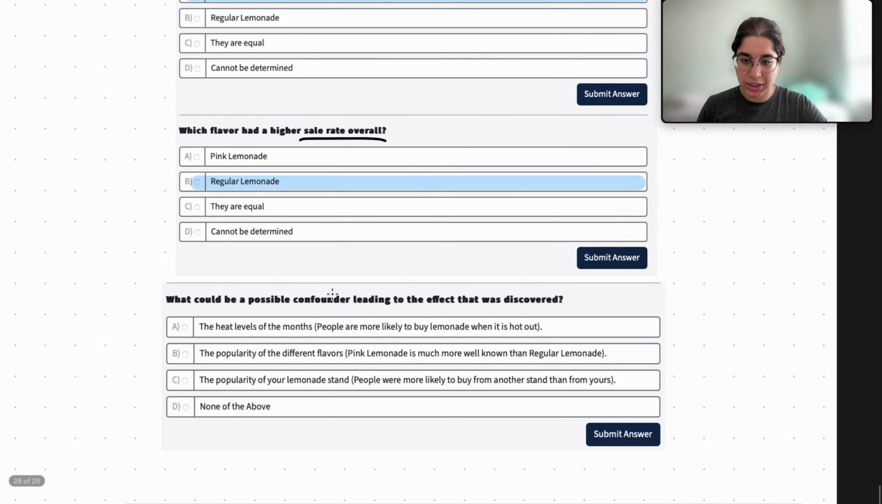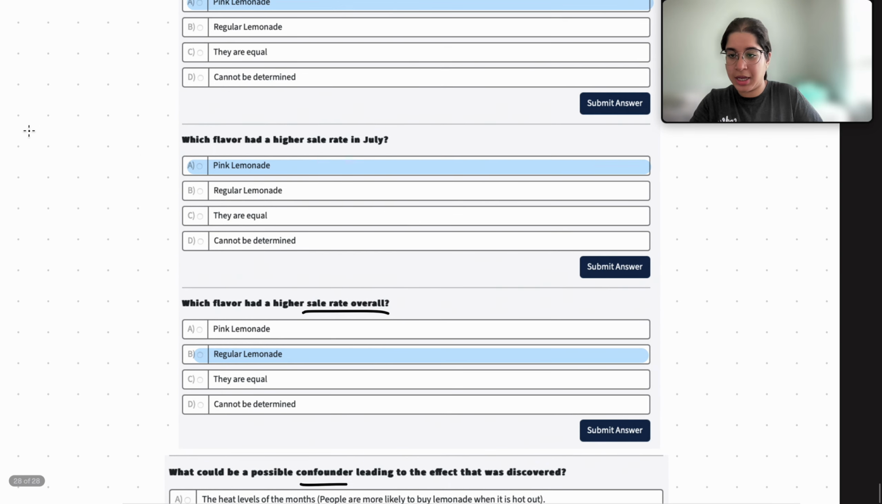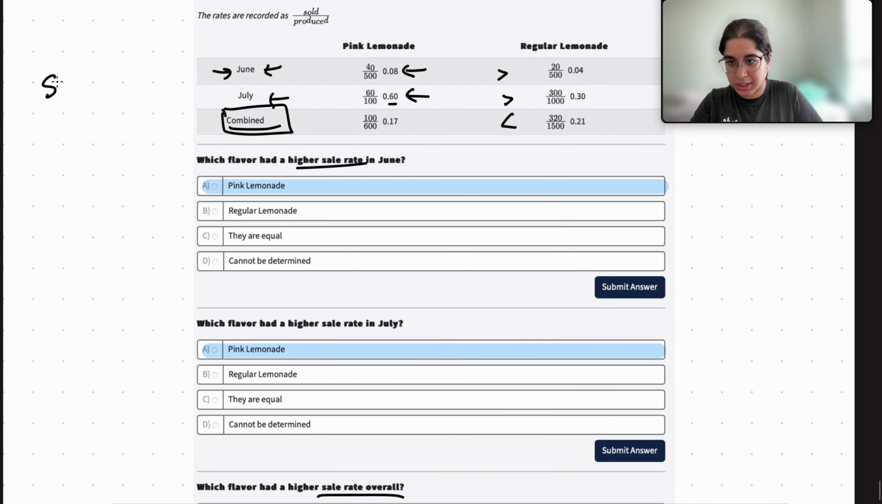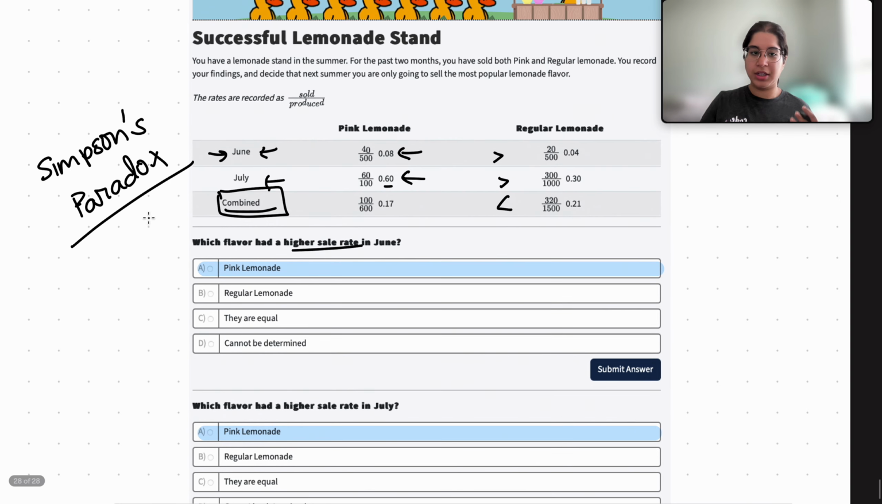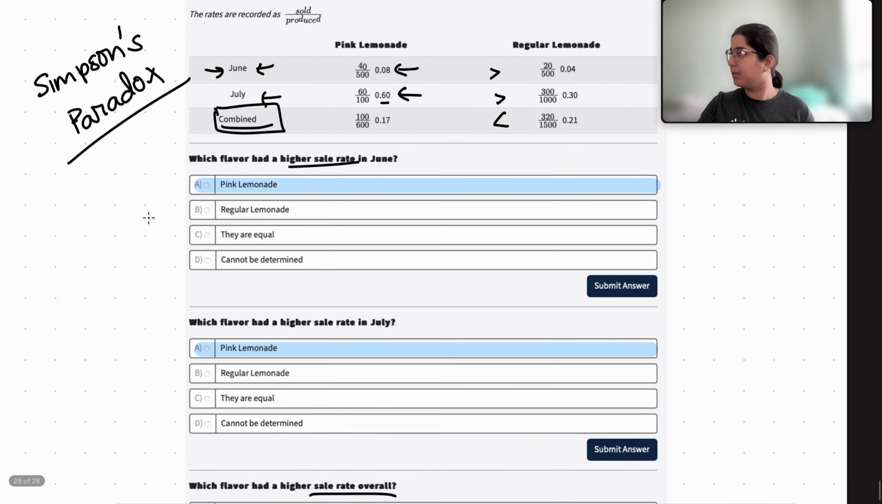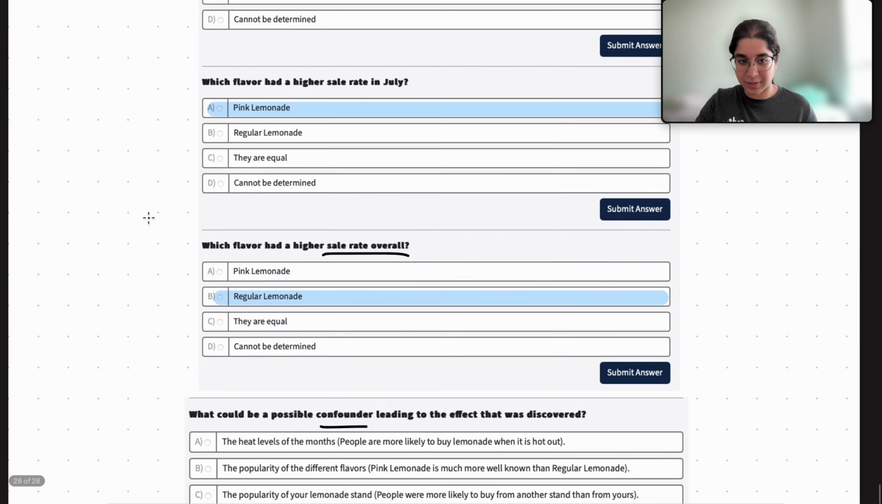So now this last question says, what could be a possible confounder? I know this is not a question, but again, the pattern that we saw here was really an example of Simpson's paradox. And this is true generally for all questions that deal with this sort of paradox, right? You're going to see one pattern when looking at groups of data individually, but when we combine groups of data, there's going to be a reversal of these trends.